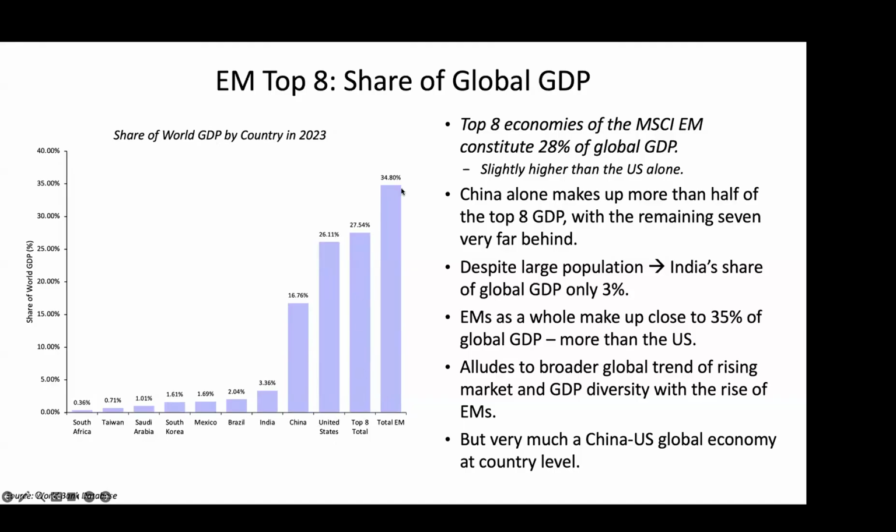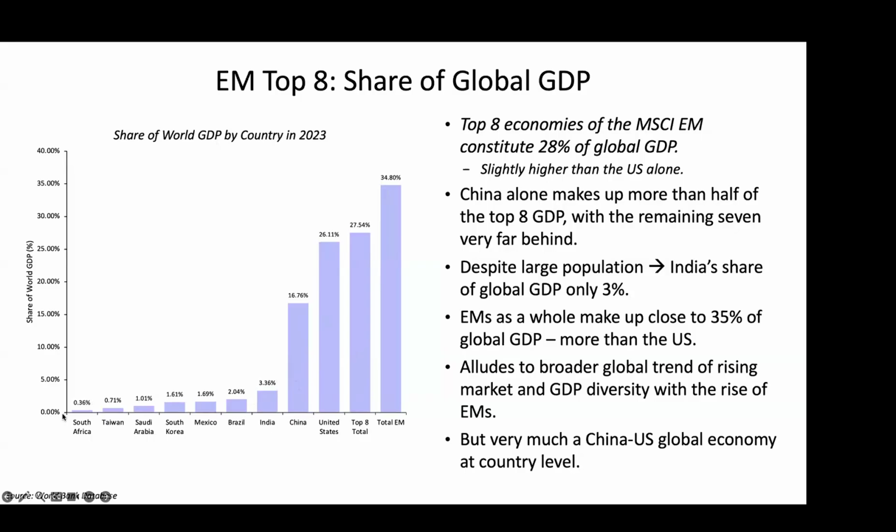And if you look at the total EM market, that'll be about 35%. But it is China dominant, right? So of that 28%, China is at 17%, right? And you say, well, what about India? Well, despite having companies like Reliance and so on in the index and quite high up, India's share of GDP is only 3%. And a lot of it is to do with the fact that it is a low income country, even though it has a large population.